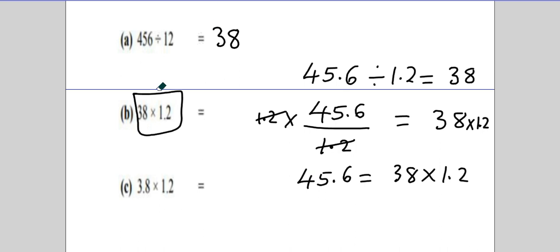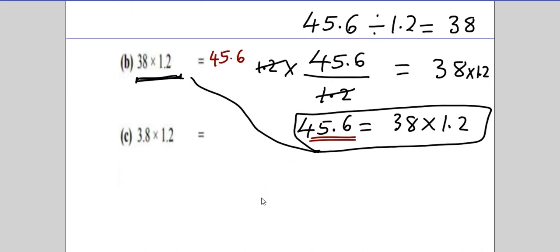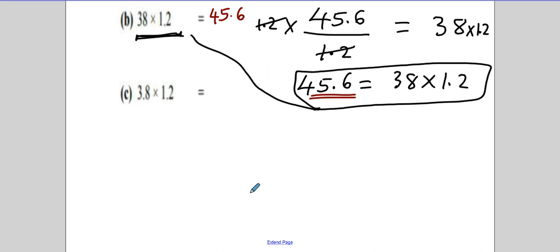Now see that? This is our question. What is 38 times 1.2? So you can pause the video and try to figure out what the answer is from here. Okay? But what is the answer? We have seen that 45.6 equals 38 times 1.2. So in other words, 38 times 1.2, the answer is 45.6. See that? Cool, yeah? All right.